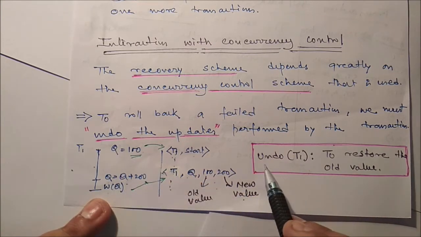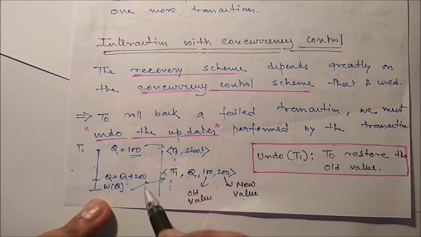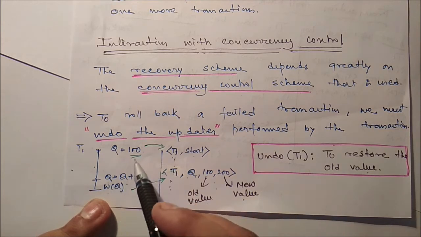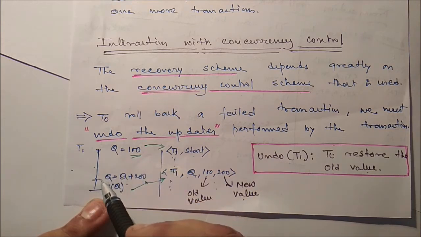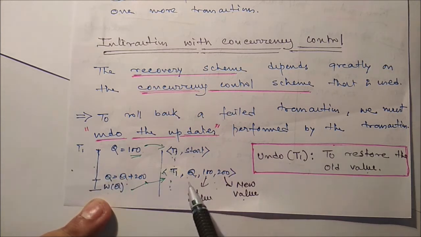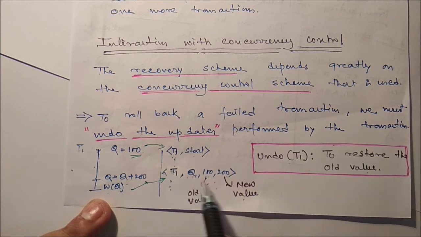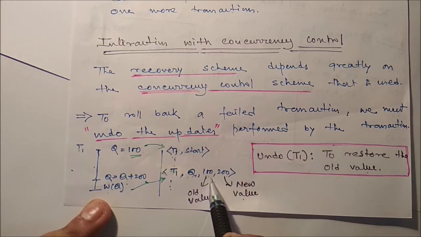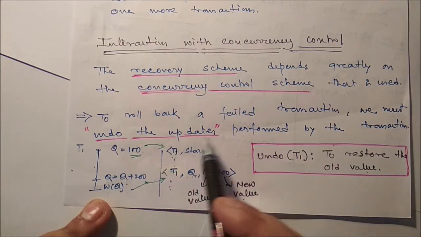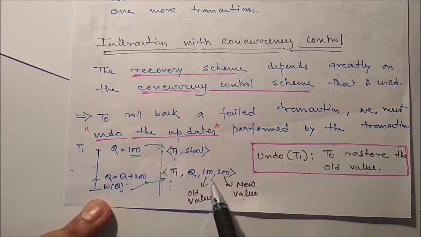So what is the concept of undo? Undo means to restore the old value. Suppose after some time a failure occurs, or we have to roll back this transaction. Rolling back means we have to restore the old value. In this log file we have the old value as well as the new value for the variable Q, so at that time we replace the Q value with the old value. Are you getting this? To roll back a failed transaction, we must undo the updates performed by the transaction. Undo means restoring the old value.